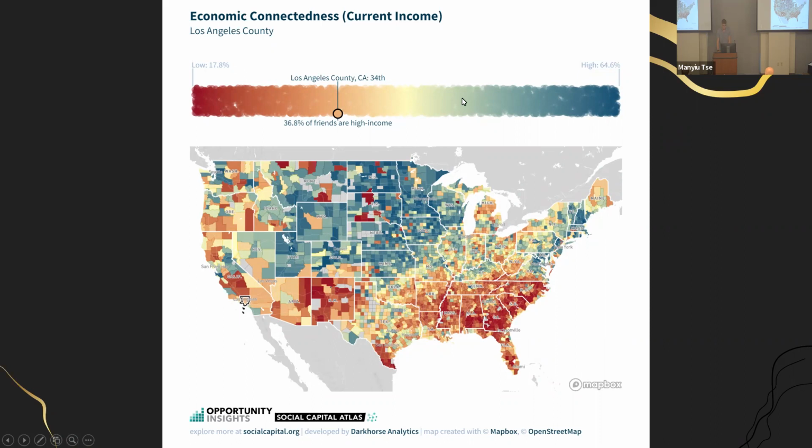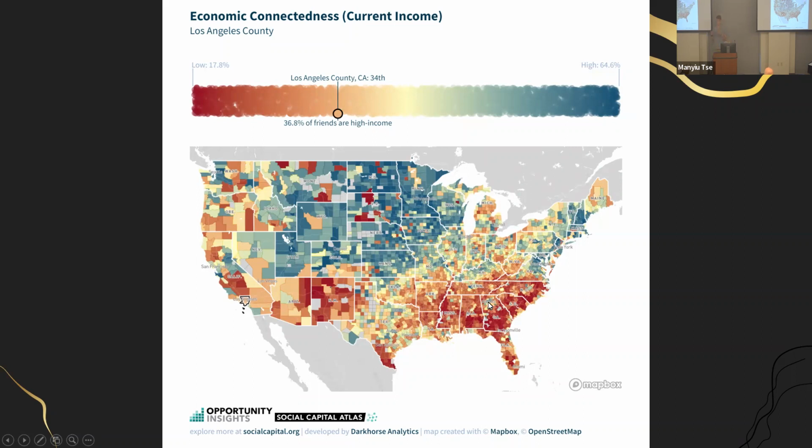Somewhere in the middle is the yellow area, and that would mean you have a diverse group of friends. As we can see in New York, they're pretty towards the middle, generally speaking. You get a lot of middle ground, more yellow looking territory there. And then in Kansas, where I'm from, there is a lot of blue, so it's a high economic connectedness.